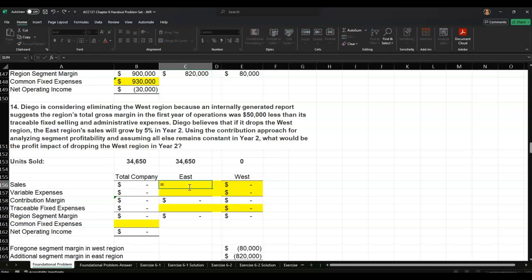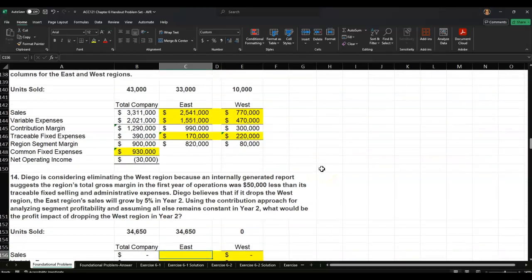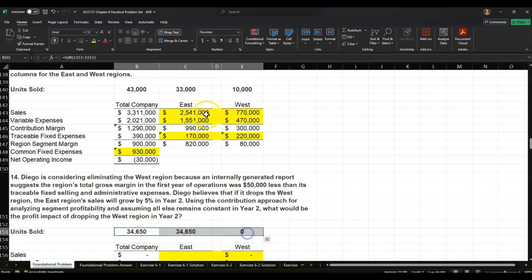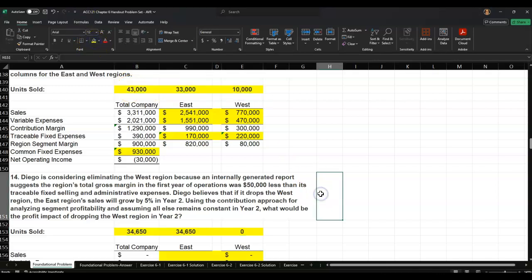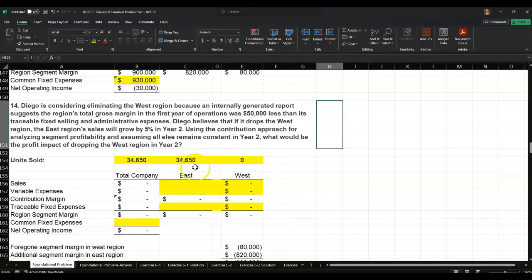So now, let me say it this way. This 34,650, right? We originally had the 33,000 in sales, so this 34,650 is already adding the 5%. So maybe I highlight these and give that a little highlight. Maybe that would help better. Okay? So this is a new calculation on the total.